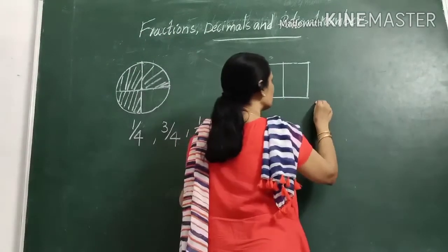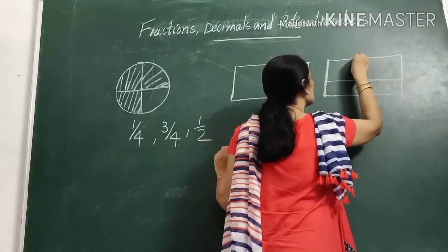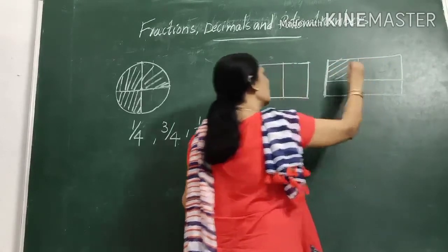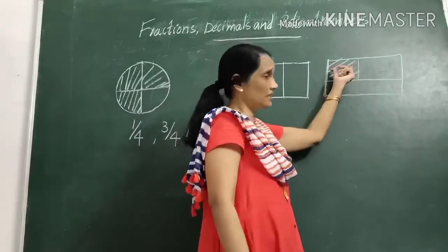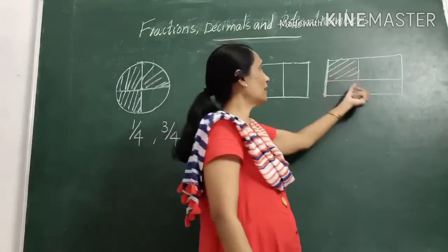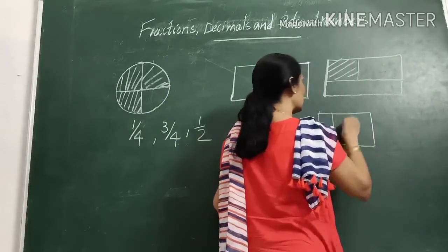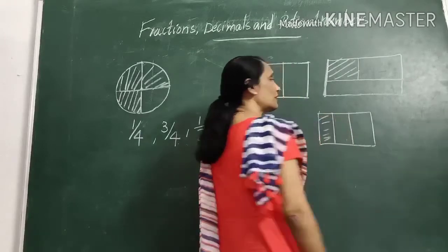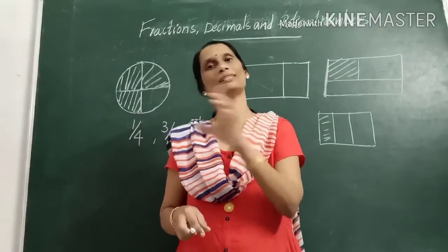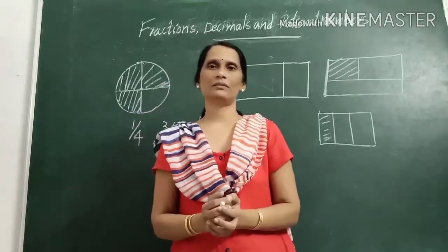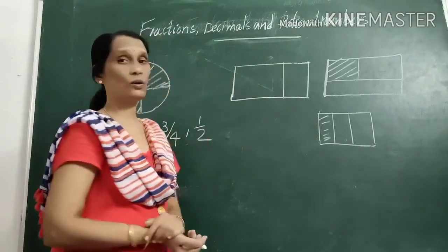If I draw like this, is this part 1/3? It is divided into 3, no? So out of 3, 1 part, is it 1/3? No. It will make 1/3 only when the parts are equal. It should be of equal size. If it is of equal size, we say that is 1/3. For 4 equal parts, one among them is called 1/4. For 5 equal parts, one among them is called 1/5 and so on. So these types of numbers are called fractions.